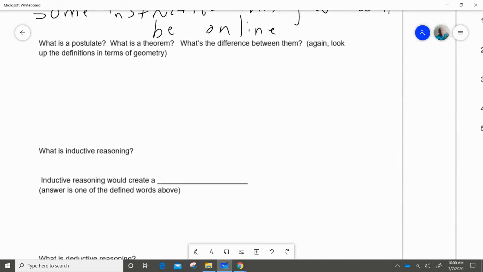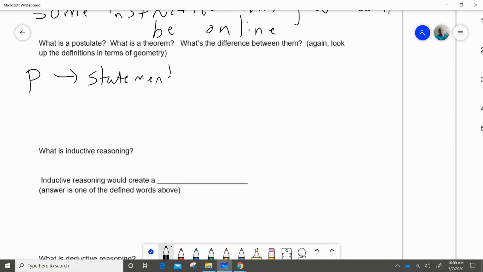Next, postulates and theorems. A postulate, I'm just going to put the letter P here for short, is a statement that is accepted as true without proof.